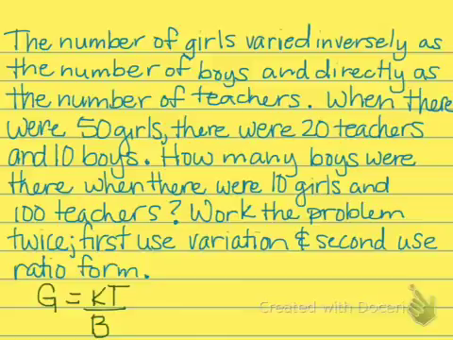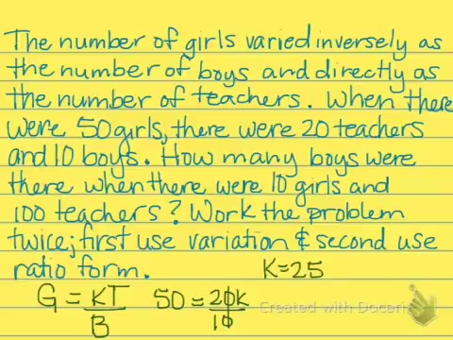And then we can fill in some information. It says when there were 50 girls, there were 20 teachers and 10 boys. So we're just plugging in for girls, teachers, and boys, and then we can solve for K. So I'm going to cancel out those 10s, and then so 50 equals 2K, so K equals 25. So now I can take that information that K equals 25 and use that with our new information. It says how many boys were there when there were 10 girls and 100 teachers.